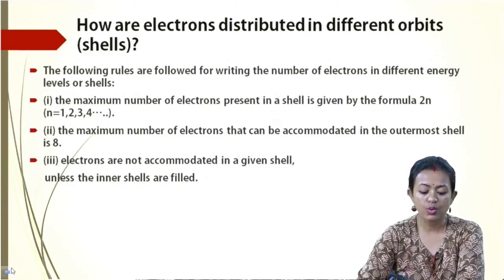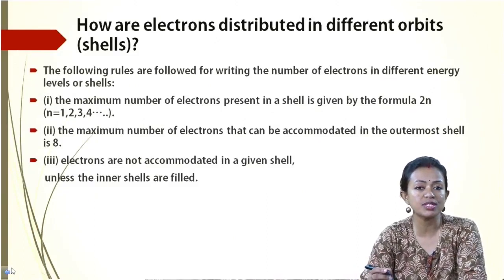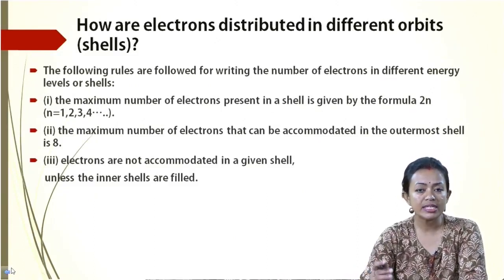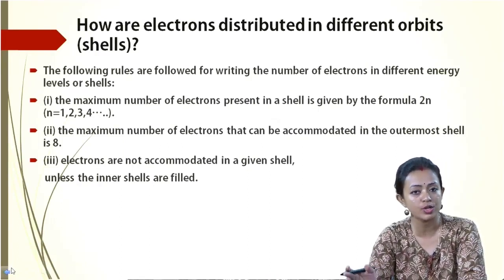Now, let's go to the next one. That is, how are these electrons distributed in different orbits? Because Niels Bohr clearly stated that the electrons are revolving around the nucleus in discrete energy levels, and he named these levels as K, L, M, and so on and so forth.